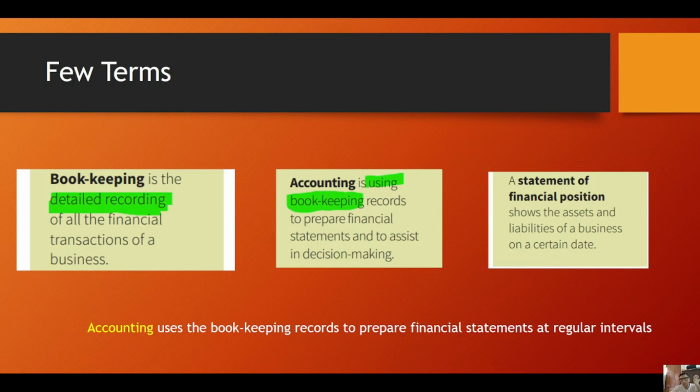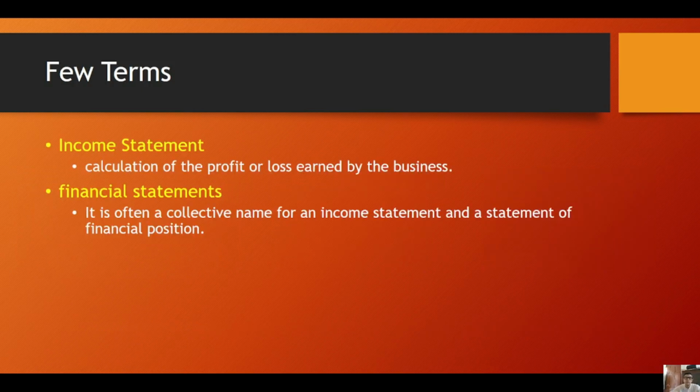And the statement of financial position shows the assets and liabilities of a business on a certain date. So a certain date is the key term. And accounting, again from a different perspective, the definition: accounting uses the bookkeeping records to prepare financial statements at regular intervals. Now, again, a few terms.